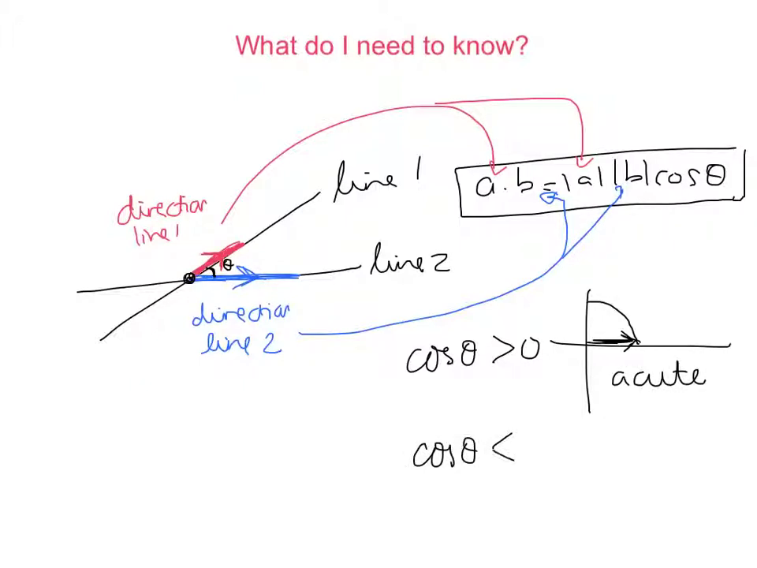If your cos theta comes out to be negative, then you're in this part of the cosine graph here, this bit, and your angle is obtuse. That's the other angle between the two lines, this one here. So just check which one you're after, the acute or the obtuse.